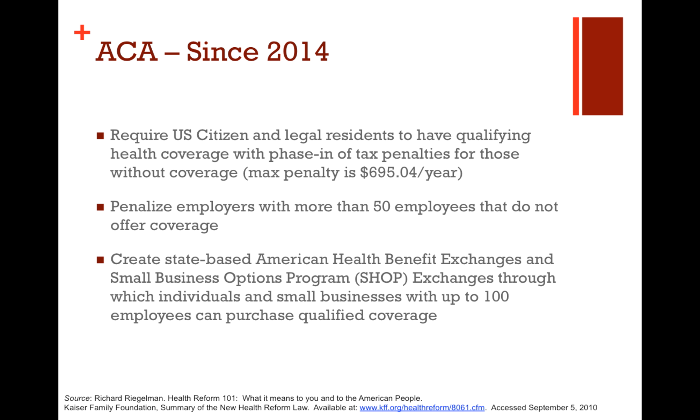And they sought to create these state-based American health benefit exchanges and small business option programs, through which individuals and small businesses with up to 100 employees could purchase qualified coverage. So if you recall, I said at the beginning, it was really hard to purchase insurance on the private market because you don't have the bargaining power. And what this allowed was sort of the creation of bargaining groups by bringing together individuals and small businesses who otherwise wouldn't be able to.